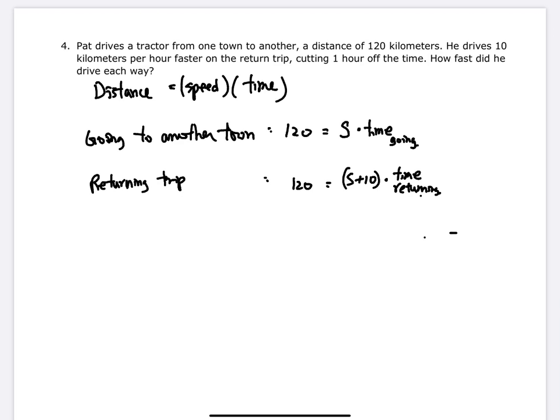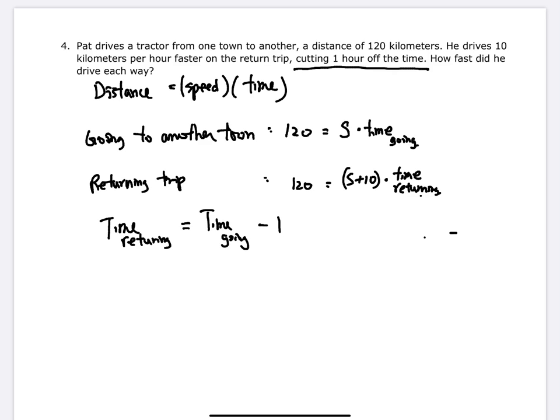Okay? And the one important piece of information right here is this: cutting 1 hour off the time. So what they're saying is the time returning is the same as time going minus 1, because it came back an hour faster.